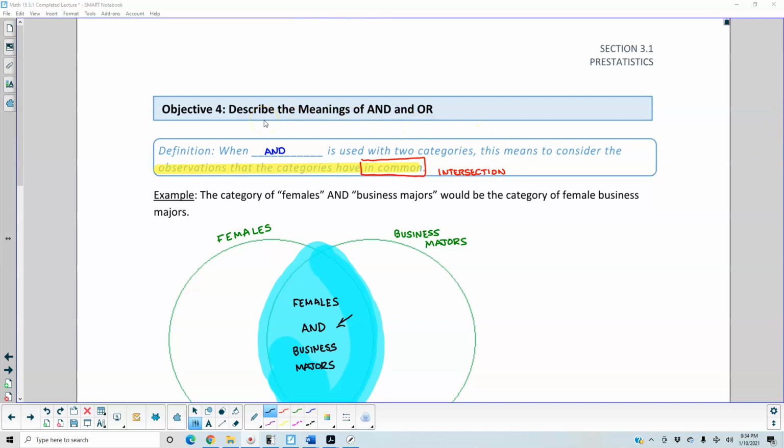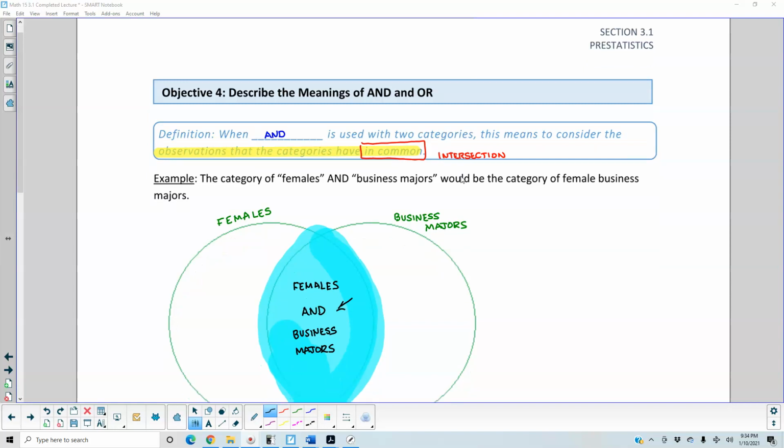Objective 4. Describe the meaning of and, or. When and is used with two categories, this means to consider the observations that the categories have in common. We also refer to that as intersection. For example, the category of females and business majors would be the category of female business majors.